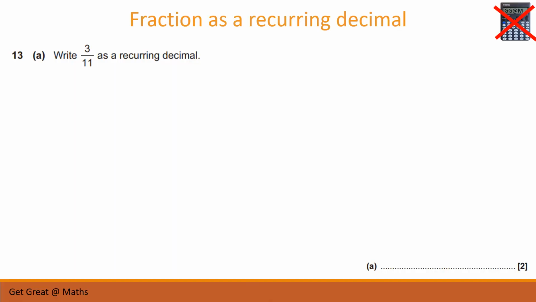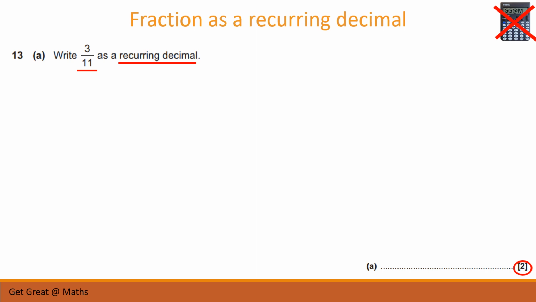This is a video of writing a fraction as a recurring decimal. So what we're going to do is look at the keywords in the question, which is the fraction 3/11. We've got to write it as a recurring decimal. These are the keywords in this question, and this is worth 2 marks.